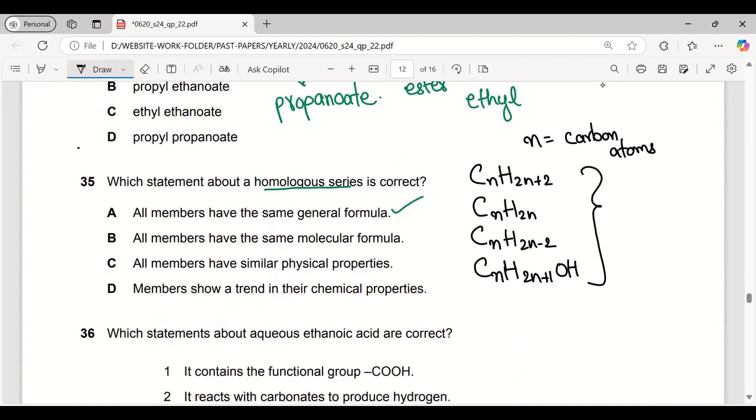All members have the same molecular formula. That's wrong because it depends upon the carbon number. When the carbon number changes, the molecular formula also changes. All members have similar physical properties? No, because their physical properties change as the carbon number increases. Members show a trend in their chemical properties? No, they don't show any trend. The chemical properties are the same because of the same functional group. So the answer is A.